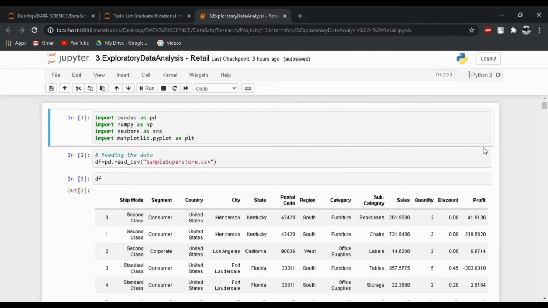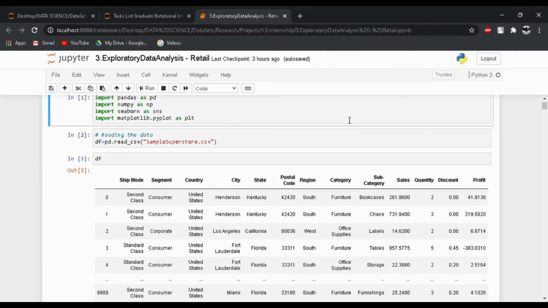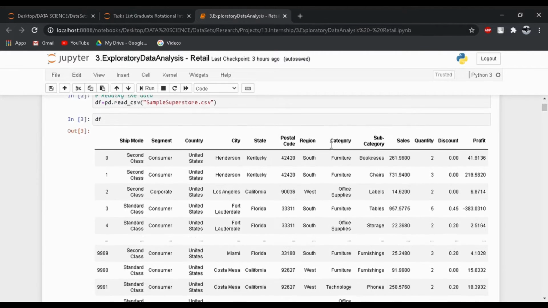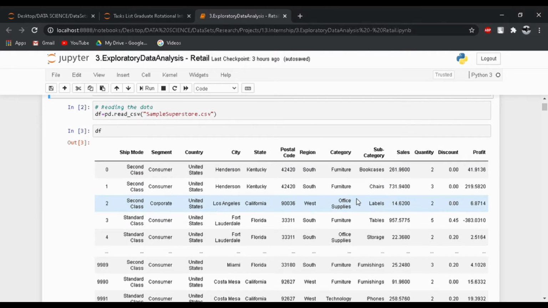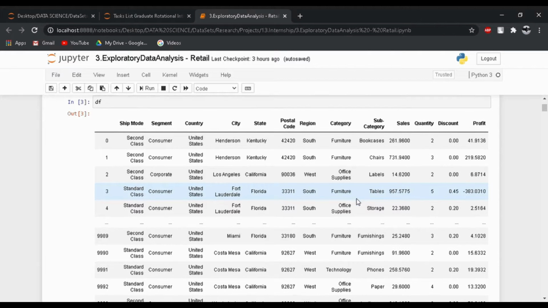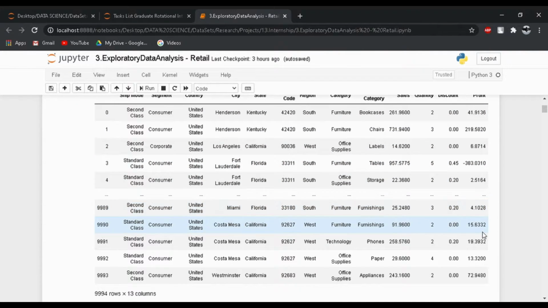So let's get started. As you can see over here, I've imported pandas, numpy, seaborn and matplotlib, and the dataset that I've used is the sample superstore.csv. Make sure you check the description down below, I'll post the link to this file over there. This is how the dataset looks. As you can see, in the end we have a column called profit. This is our target column, whereas the other columns are independent in nature.